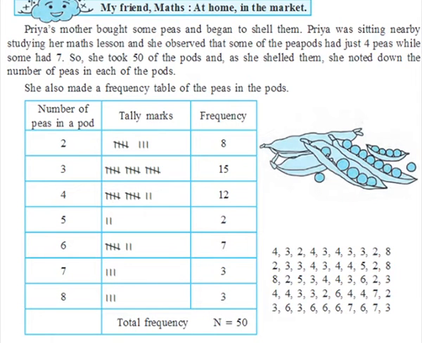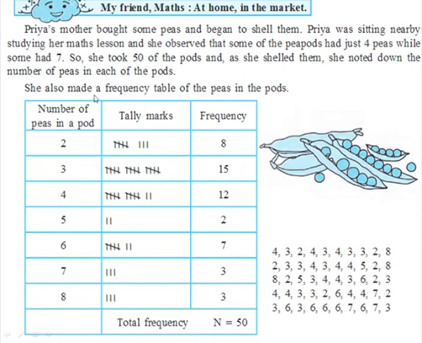Now, the second solved example given on page number 98. Priya's mother bought some peas and began to shell them. Priya was sitting nearby, studying her maths lesson, and she observed that some of the pea pods had just 4 peas, while some had 7. So she took 50 of the pods, and as she shelled them, she noted down the number of peas in each of the pods. She also made a frequency table of the peas in the pods. Now let us see how Priya made the frequency table for the number of peas in a pod.